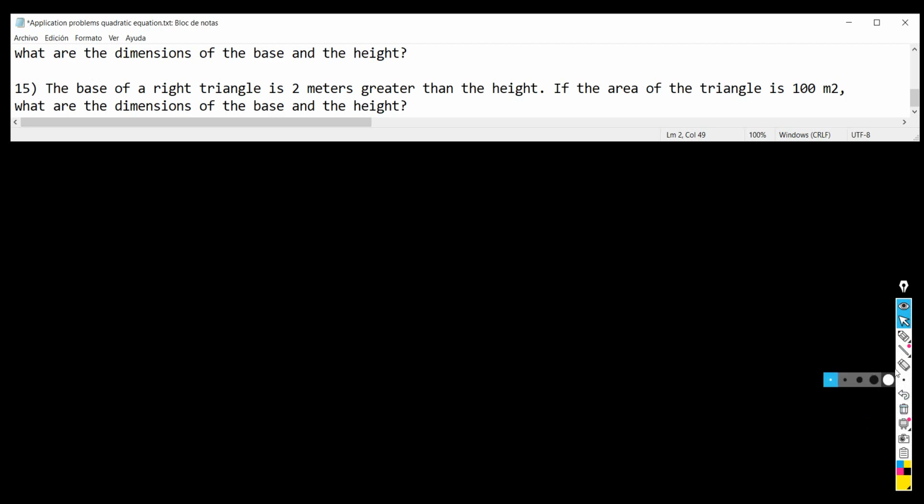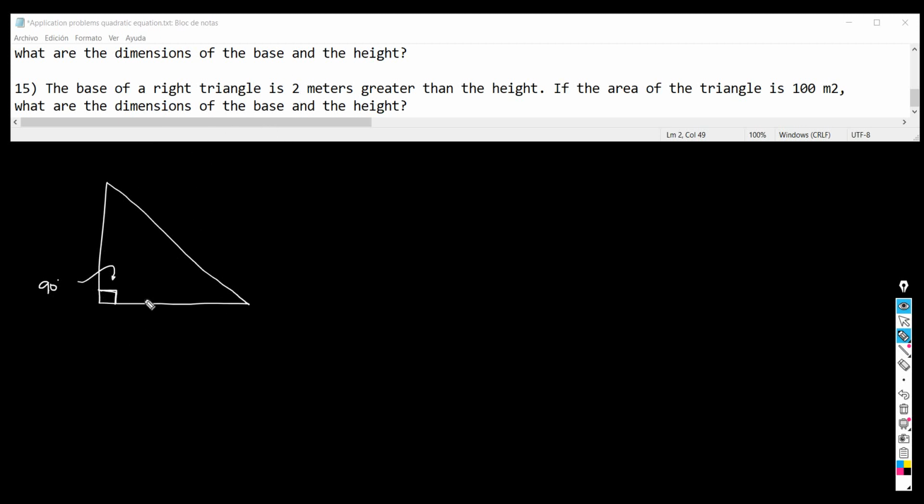15. And last one, we have the base of a right triangle is 2 meters greater than the height. So let's draw a right triangle. A right triangle. What is a right triangle? You know, when you don't know the meaning of some concepts or some objects in mathematics, you have to look them up. Okay. So what is a right triangle? It's a triangle that has a right angle, which is an angle of 90 degrees. Okay. It's a very special type of triangle.